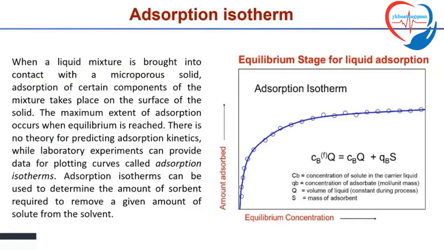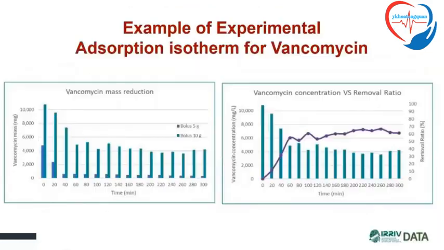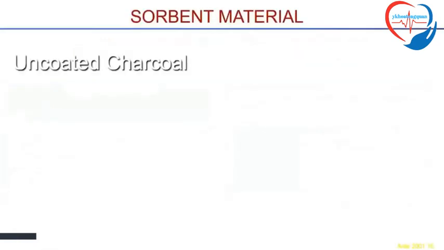So how do we measure the efficiency? We use the isotherms, which is basically a curve that can be experimentally achieved based on the point of equilibrium that is reached at the given amount of adsorbed substance. This is an example of what we have done to create an adsorption isotherm for vancomycin, for example. And you see an enormous amount of vancomycin can be absorbed with significant mass reduction, and the structure of the curve is very similar to the theoretical isotherm.